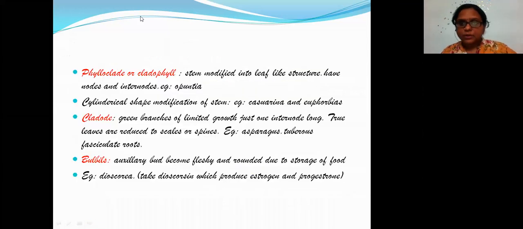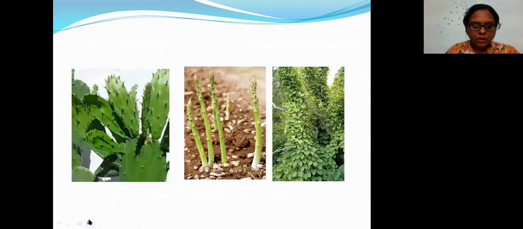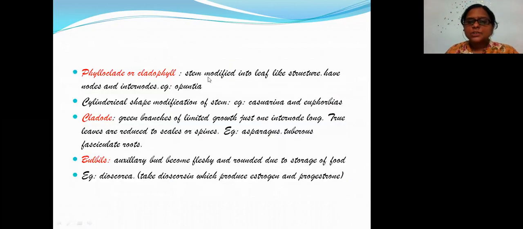Very important. This phylloclade or cladophyll. Phylloclade name you might have come across. Okay, in your NCERT book also you have it, but it is also called cladophyll. Okay, that you have to write and keep, phylloclade or cladophyll. Now this is, of course, a modified stem. This stem will get modified into a leaf. One minute, I have the diagram. Okay, I'll show you. So in this, what happened, the stem will get modified into a leaf. Okay, and they will have nodes and internodes on that.